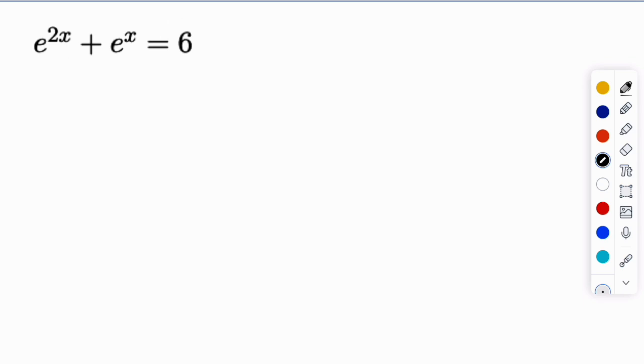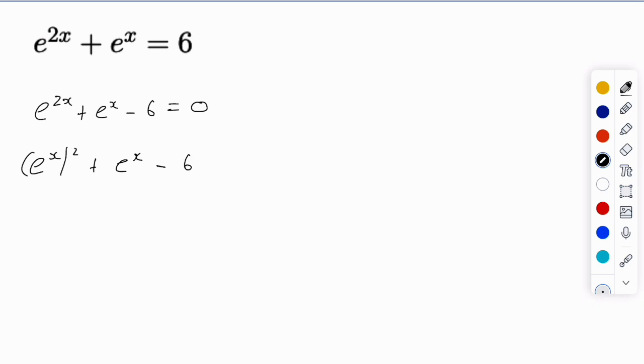So, e to the 2x plus e to the x minus 6 equals 0. Now remember, it's the same thing as saying e to the x squared plus e to the x minus 6.